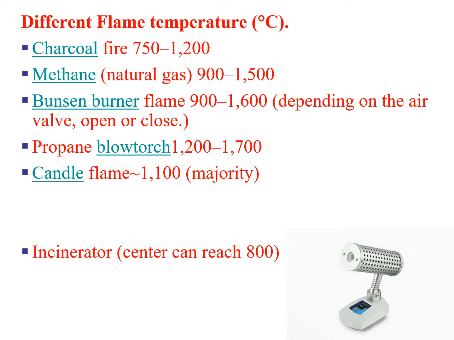This slide here shows different temperatures that can be achieved by burning candles, propane, the Bunsen burners that we use in micro labs, and the incinerator. Notice the incinerator, the center of it can reach up to 800 degrees Celsius, which is very hot.